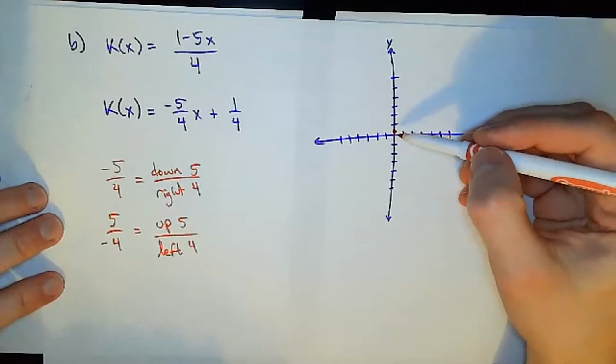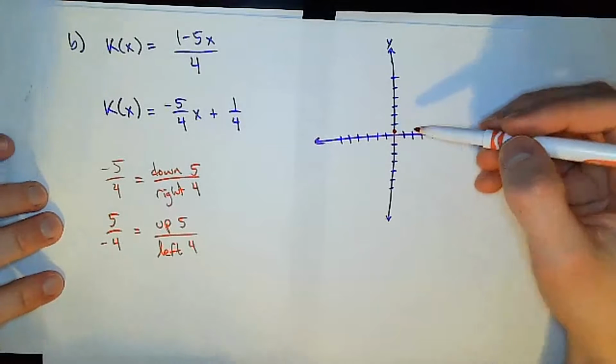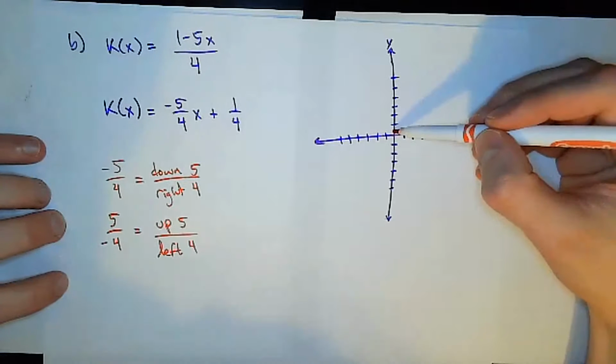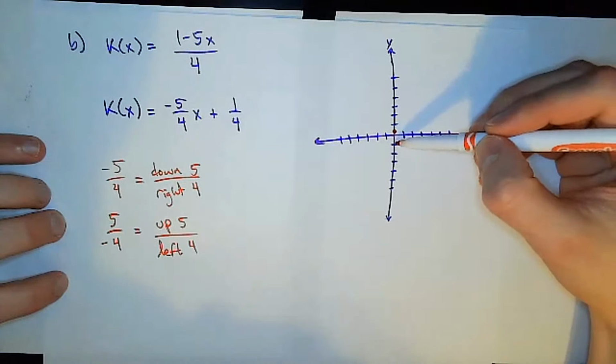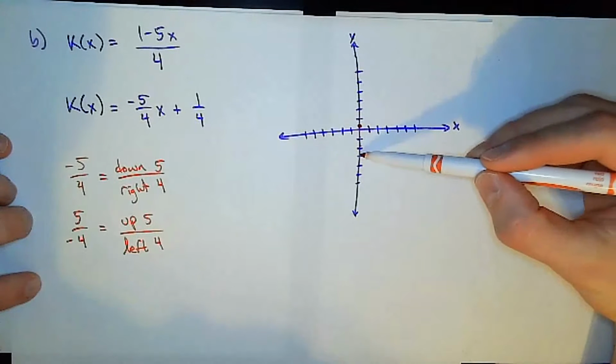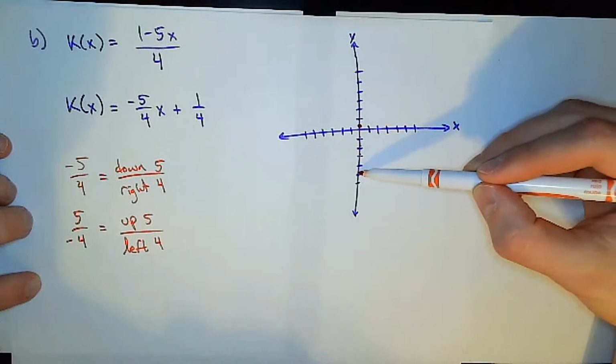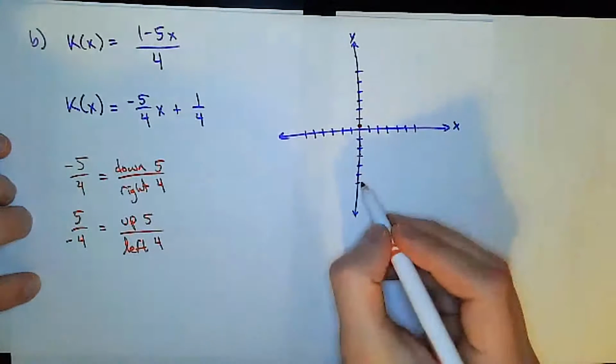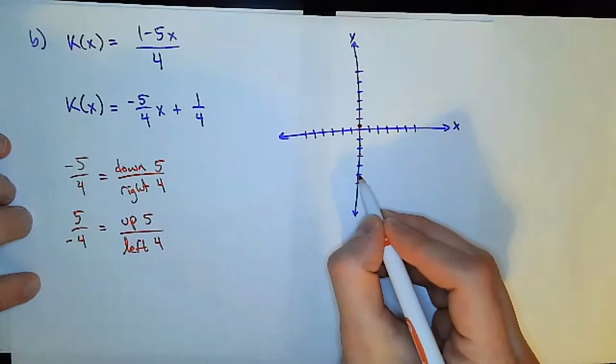Now I see that I should go down 5 and right 4. As I go down, I want to make sure that I'm not going all the way down to -1, right? I'm going a little bit before it. So 1, 2, 3, 4, 5. Okay, so I should be somewhere right above this tick mark here.